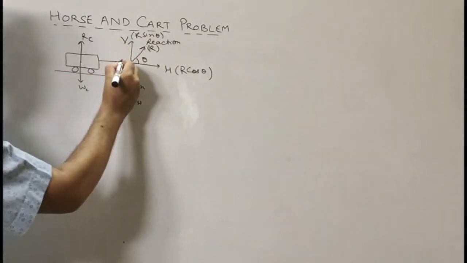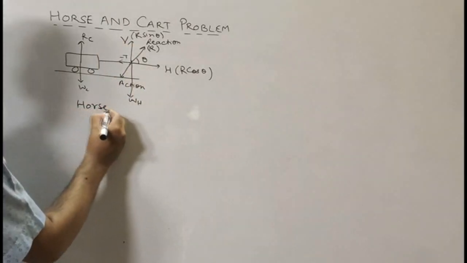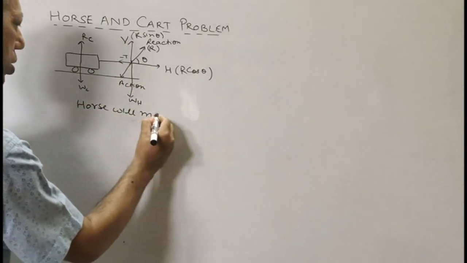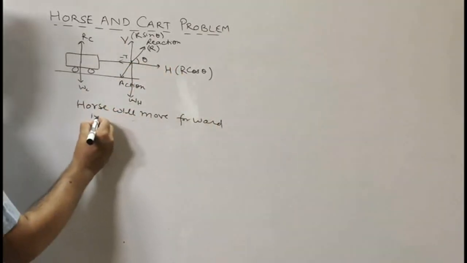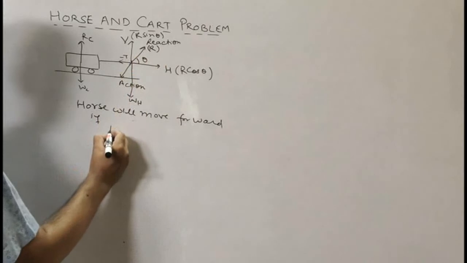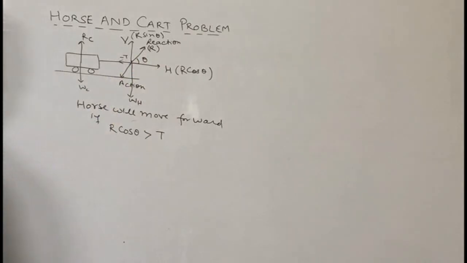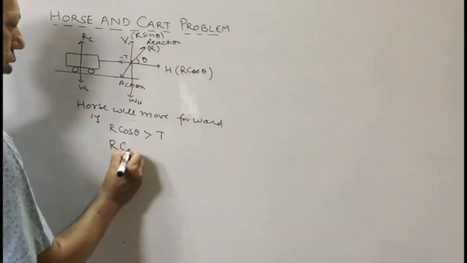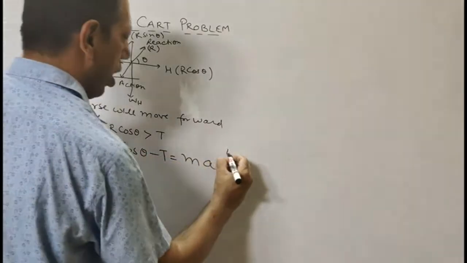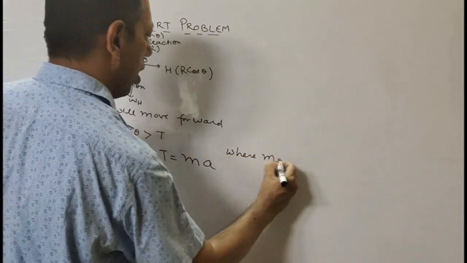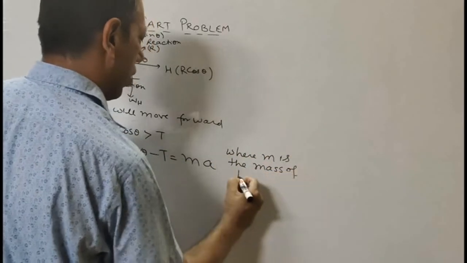Horse will move forward if this horizontal component, that is R cos theta, is greater than the tension T. So the net force on the horse, R cos theta minus T, is equal to m a, where m is the mass of the horse.